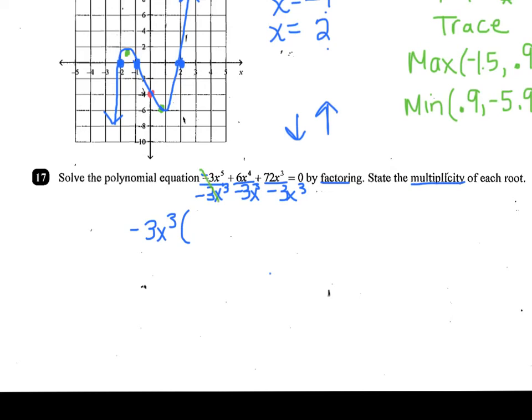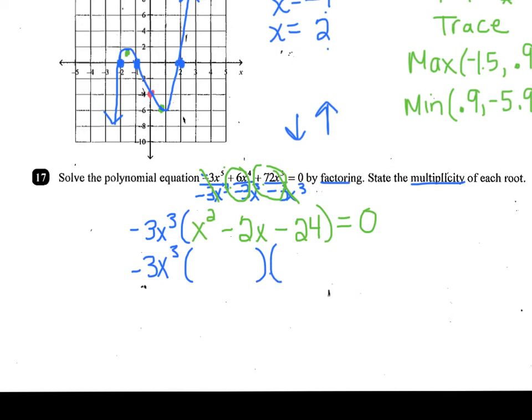So negative 3 over 3 reduces to just 1x squared, because 5 minus 3 is 2. 6 divided by negative 3 is minus 2, and 4 minus 3 is just x to the first. And then 72 divided by negative 3 is minus 24, and those x to the thirds cancel out. So I'm going to recopy the minus 3x to the third out front, and we're going to try to break this into two factors. There's 3 terms, 1, 2, 3, so we're going to find the factors of 24 that subtract to get negative 2.